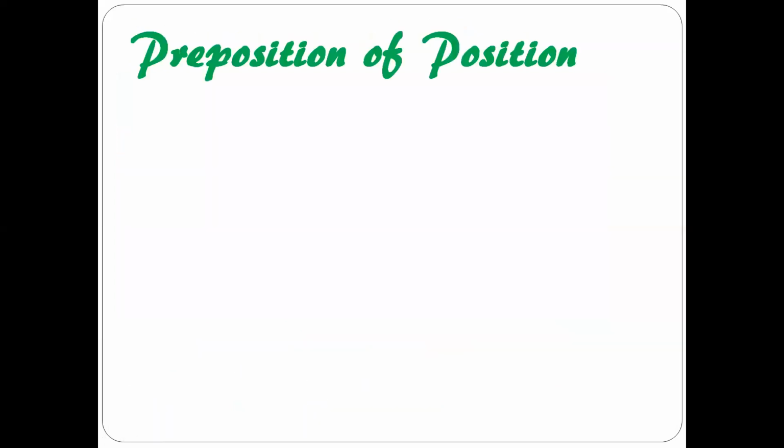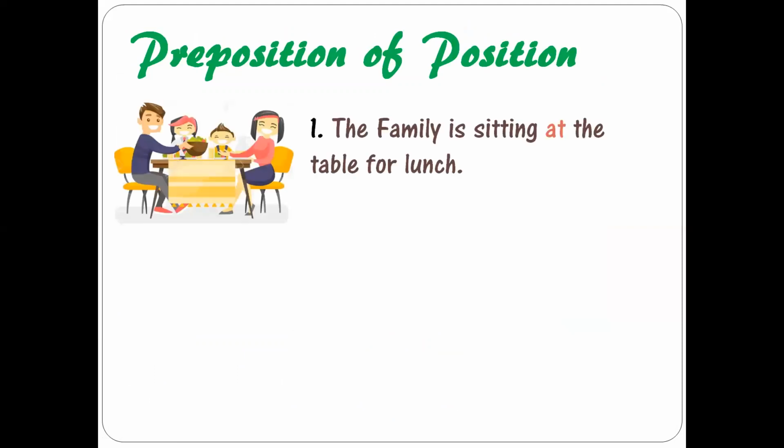Now the next is preposition of position. The family is sitting at the table for lunch, right? So here, where is the family sitting? At the table. So it answers the question where, and "at" is showing the relationship between family and lunch table. There is no chair to sit upon, right? So again, "upon" is telling us the relationship between sitting and chair.